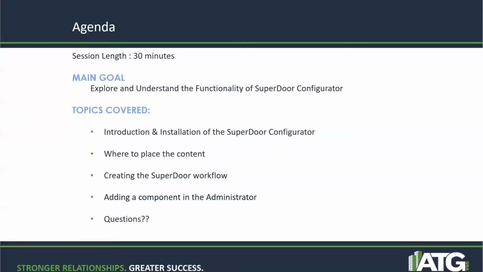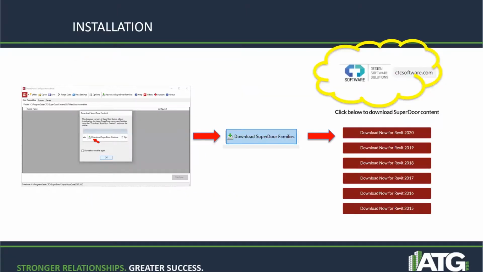So today we're here to explore and understand some functionalities of the Superdoor Configurator that CTC Software has created. We'll walk through the steps of where to find the installer, where to place the content, and the multi-step workflow using the tool's configurator or wizard that will configure a multitude of door types, expanding your door library. And lastly, we'll make a modification to a component, add it to the admin, and configure it with the Superdoor add-in. And we'll stick around for some questions.